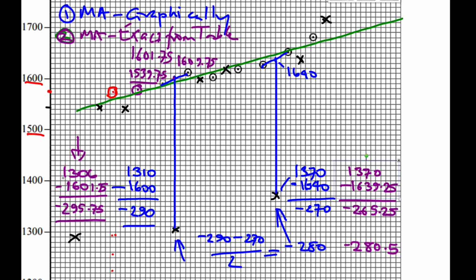So I take the actual figure here on the left for the first point from the table. So the actual value at Q1 is 1306. Take off the 1601, I get minus 295.75. If I do the same exercise over on the second point on the right hand side, I get a difference of minus 265.25, and if I take the average of those, I would get minus 280.5. So you can see they've come out with very similar figures.